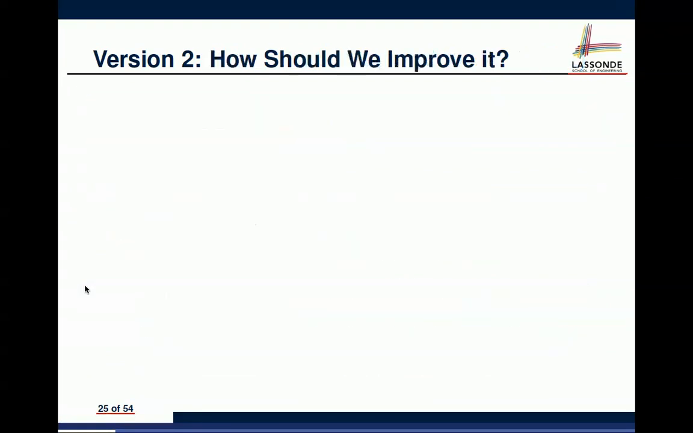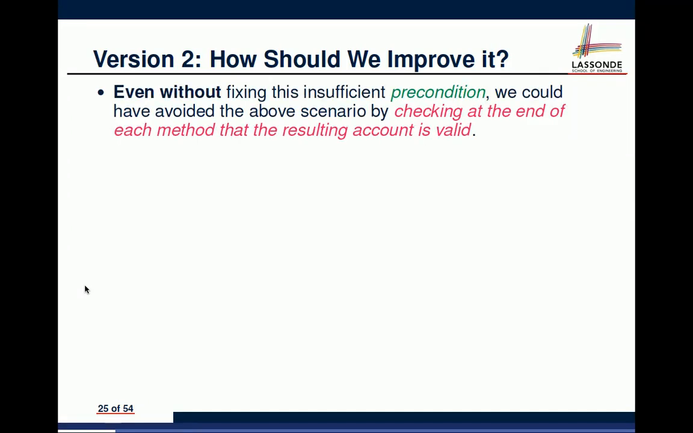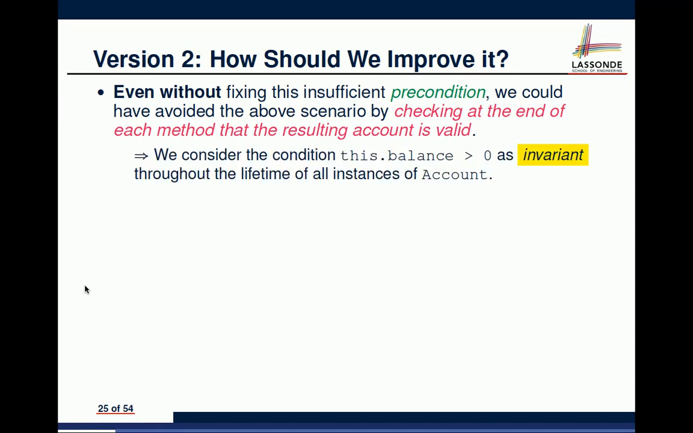Oh, by the way, I'm not skipping any slides. That's already covered in the iPad. Okay, how should we improve it? Without fixing the precondition, we go for solution number 2. We're going to have something called invariant. Whenever you declare an invariant for your class, that means every instance that you instantiate from that particular class must always satisfy that property. Okay, must always. Now let's do a little bit of practice.